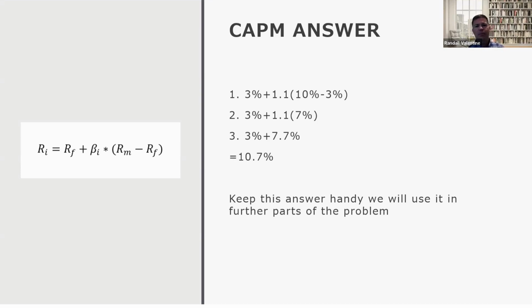So you see in step 2 of the problem, we then multiply, because keep in mind, PEMDAS: parentheses, then multiply, then add. So we multiply the 1.1 times 7%, and that gives us 7.7%. Then the final step is we add those together. 3% plus 7.7% equals 10.7%. So keep this handy, because we are going to use this in further problems. So the answer in this case is 10.7%.